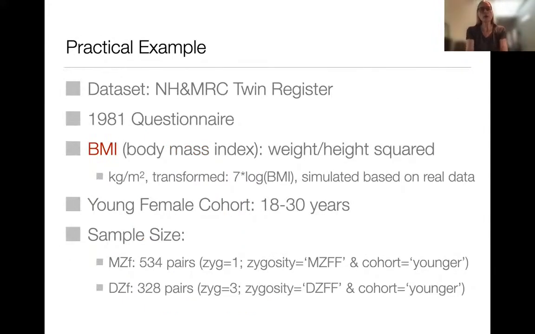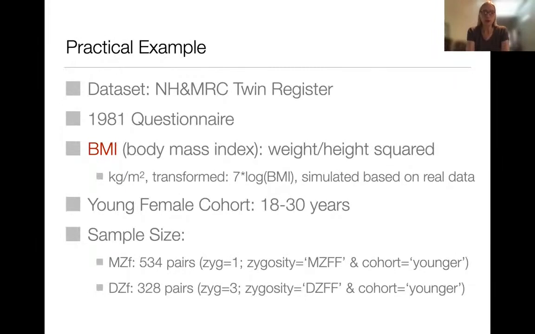The practical example that we'll be using relies on a dataset from the NH&MRC twin register in Australia, kindly provided by Dr. Martin. Data come from the 1981 questionnaire and will focus on data of BMI, which stands for body mass index, and is measured as weight divided by height squared. And it's a measure of obesity.